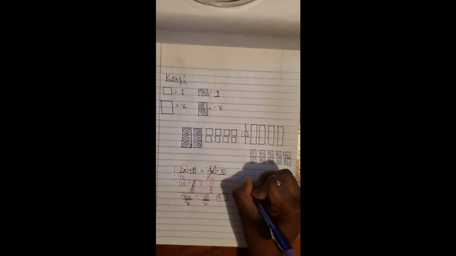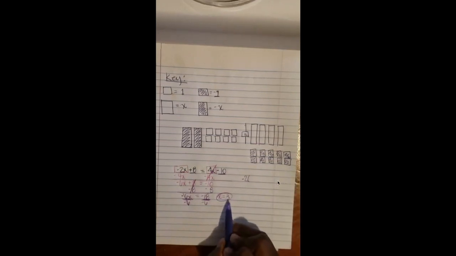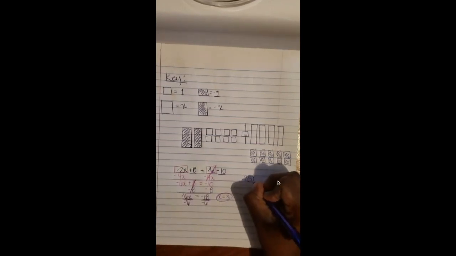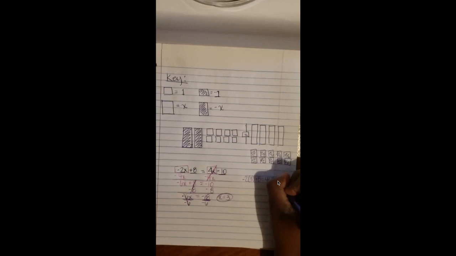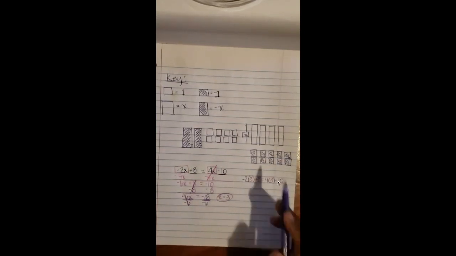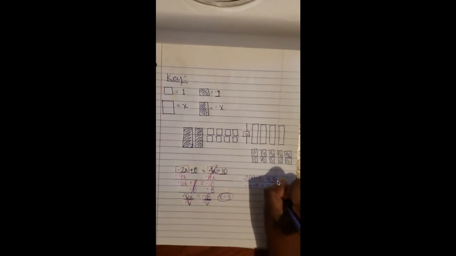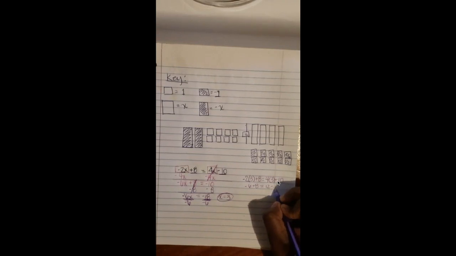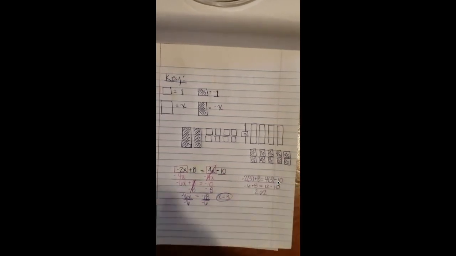I'm going to substitute my x value: -2 times 3 plus 8 is equal to 4 times 3 minus 10. -2 times 3 gives me -6 plus 8 is equal to 12 minus 10. Negative 6 plus 8 gives me a positive 2, and 12 minus 10 gives me a positive 2. The answer checks out.